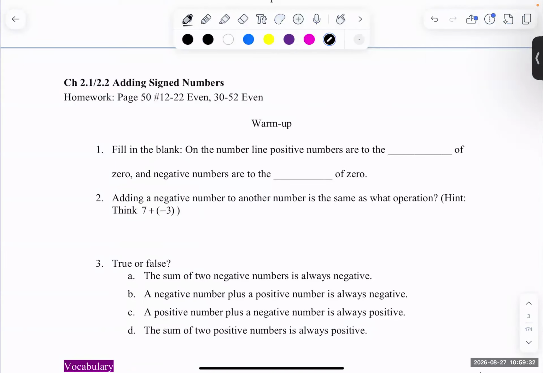So we're gonna talk about adding signed numbers. Fill in the blank on the number line. Positive numbers are to the right of zero, and negative numbers are to the left. Adding a negative number to another number is the same as what operation? It is subtraction.